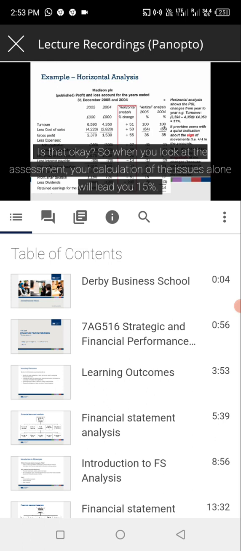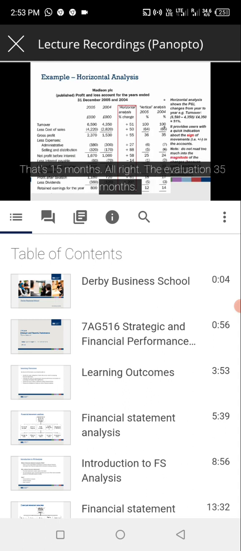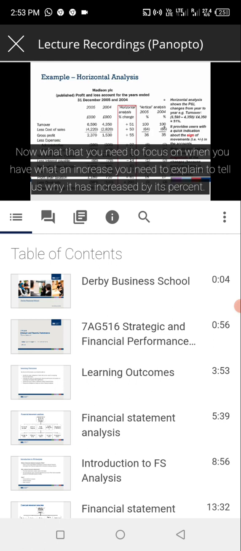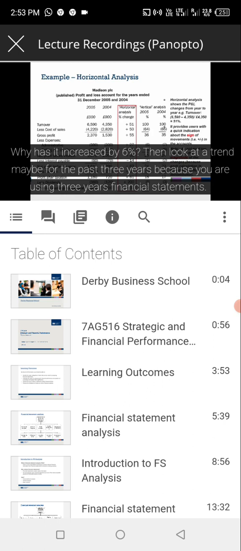Is that okay? So when you look at your assessment, your calculation of the ratios alone will only earn you 15 marks. All right? The evaluation will earn 35 marks. So it is the evaluation now, the analysis, that you need to focus on. Where you have an increase, you need to explain, you need to tell us why it has increased by 88%. Why has it increased by 88%?